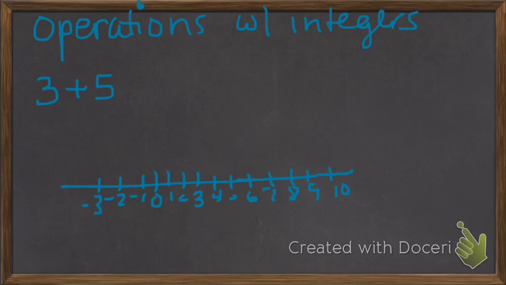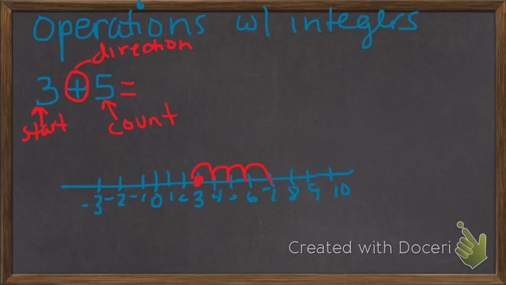So if we wanted, for example, to do 3 plus 5, hopefully everybody knows that it's 8, but the reason is because this first number tells you where to start along the number line, and the second number tells you how many to count. And then this symbol tells you the direction in which to move along that number line. So for this example, we would start at 3. A plus sign means that we're going to move in the right direction, and we're going to count 5. So 1, 2, 3, 4, 5. And so that's why the answer is, of course, 8.